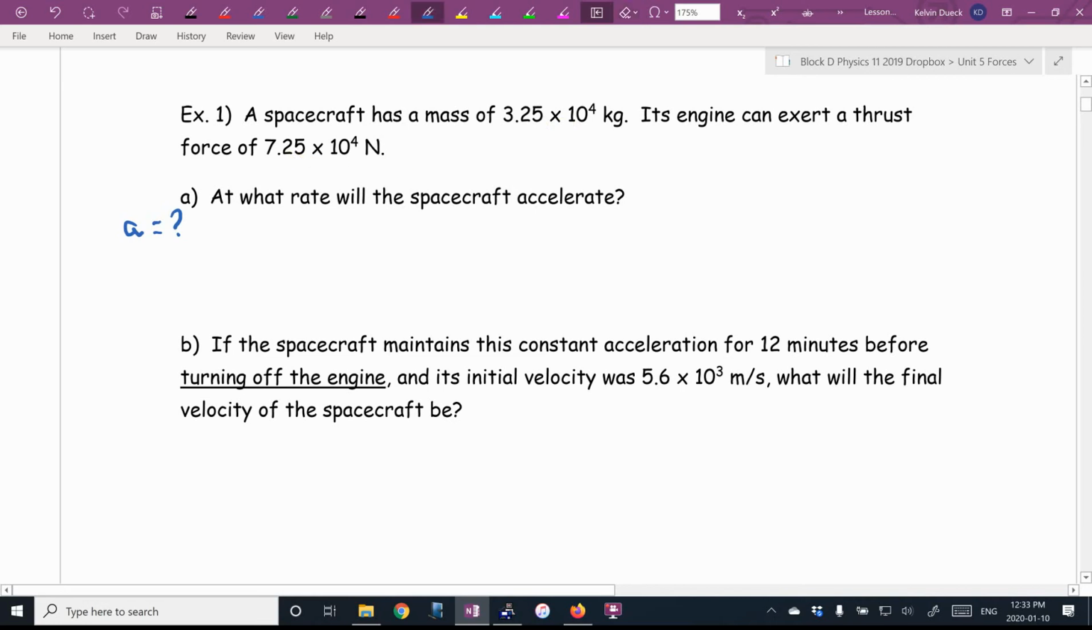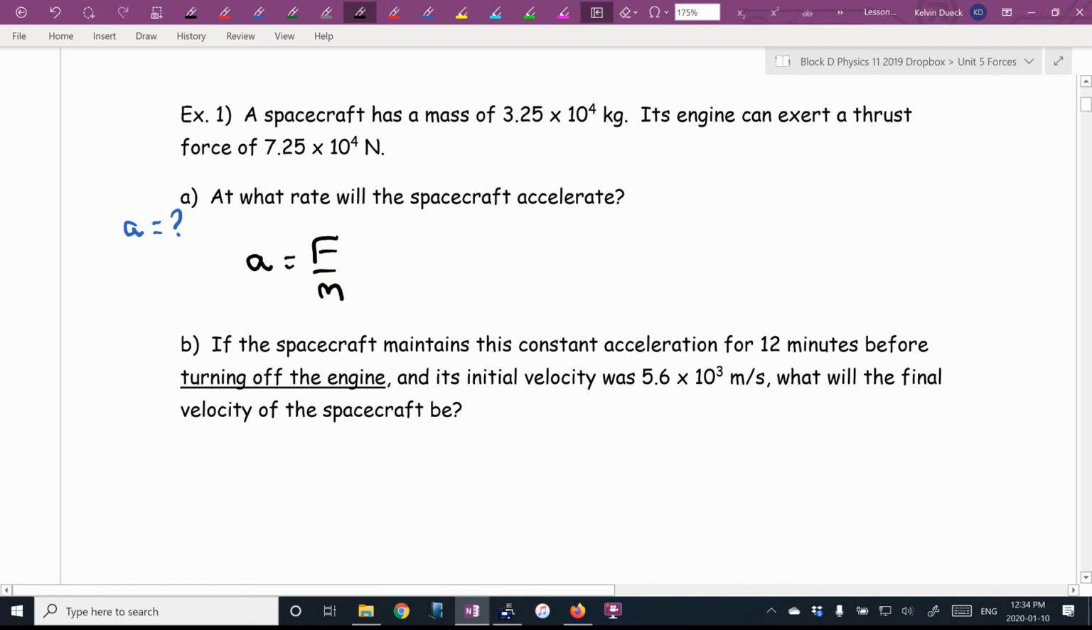I'm going to use the acceleration equation that has F and M in it. F equals what? Get the A by itself, please. I'll give you a hint. A equals F over M.